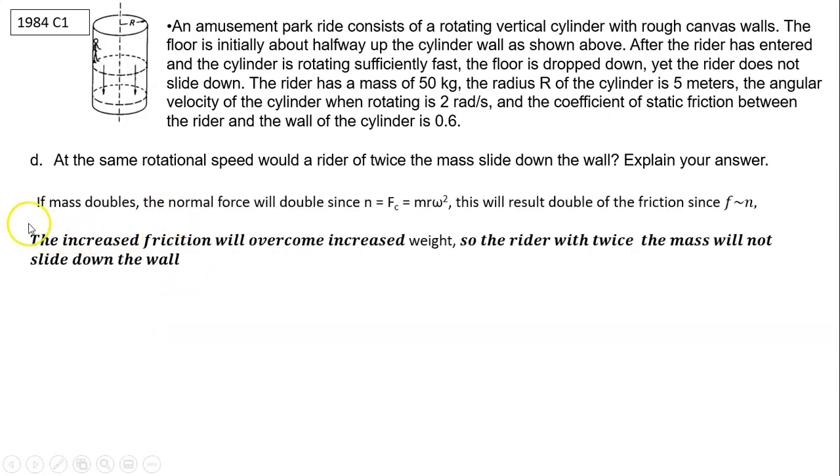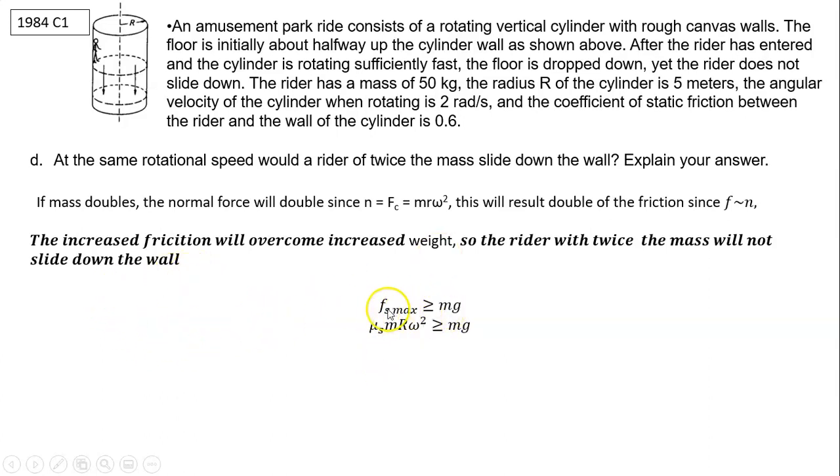Let's take a look. So here is the reason. If the mass doubles, the normal force will double because the normal force has m inside. It's directly proportional to the mass. So when mass doubles, normal force doubles. As a result, your friction has to double because friction is proportional to the normal force. So the increased friction will overcome the increased weight. So the rider with twice the mass will not slide down the wall.